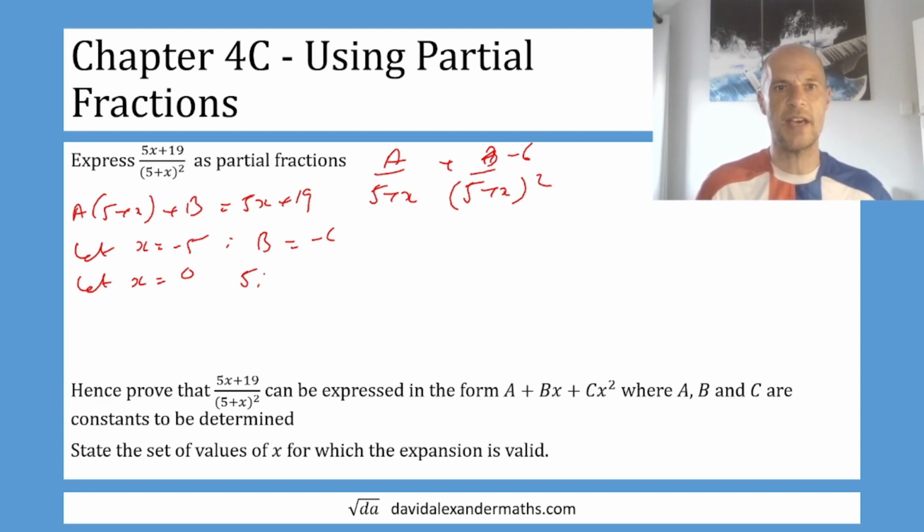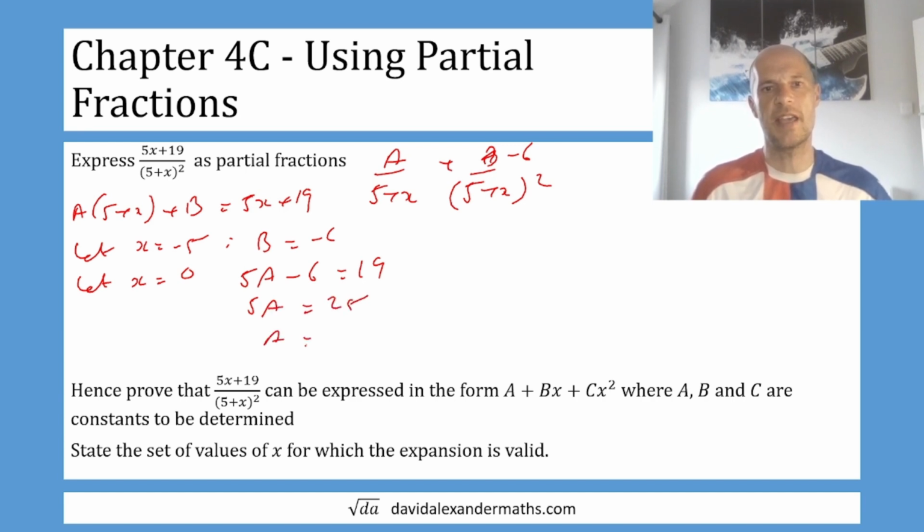So what we have is 5a plus b, we know that b is -6, equals 5 lots of 0 plus 19. So therefore 5a is 25, so a is 5. So as partial fractions, we have 5 over 5 plus x, I'm going to put the minus in the middle there, minus 6 over (5 plus x) squared.